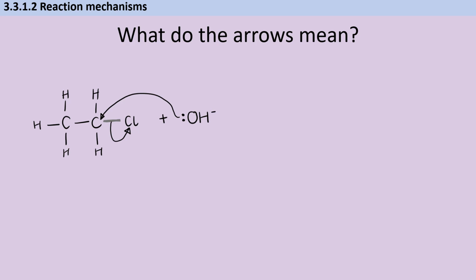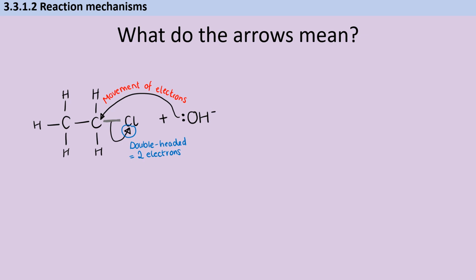So the first thing that you need to know is that these arrows represent the movement of electrons. And you'll notice that both of the arrows in this diagram have a full double head, and that shows me that two electrons are moving. So both of the electrons in a bond or both of the electrons in a lone pair.